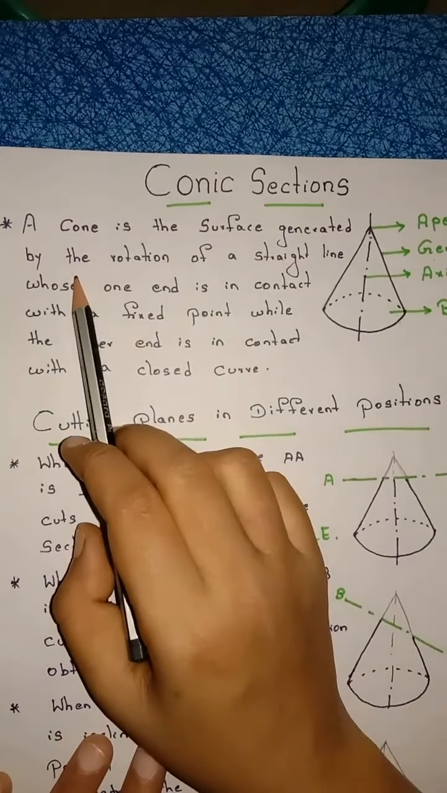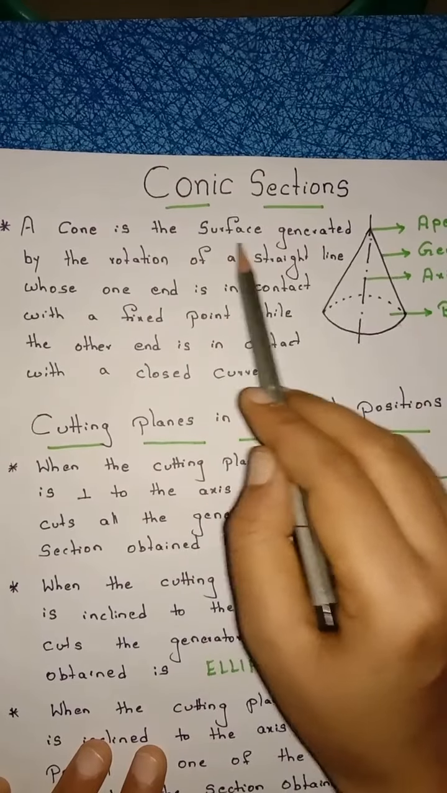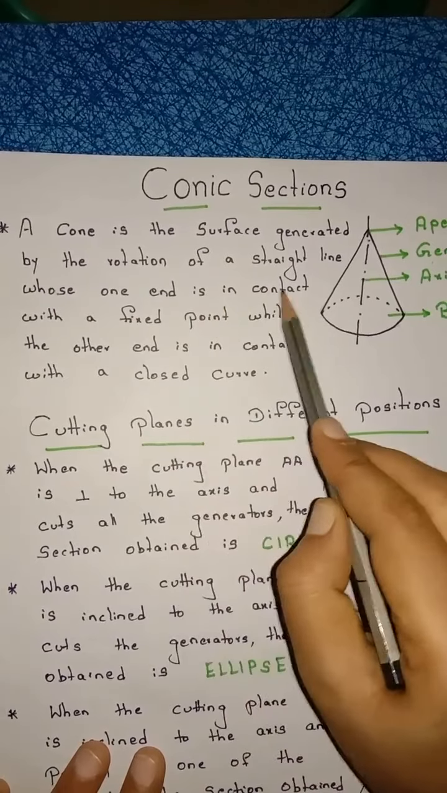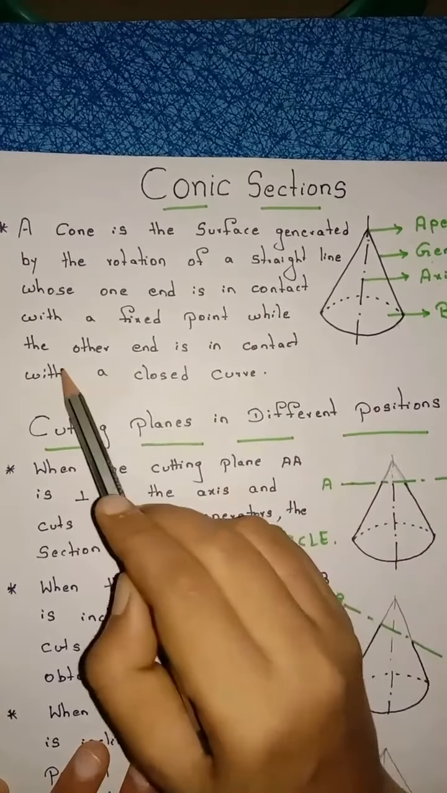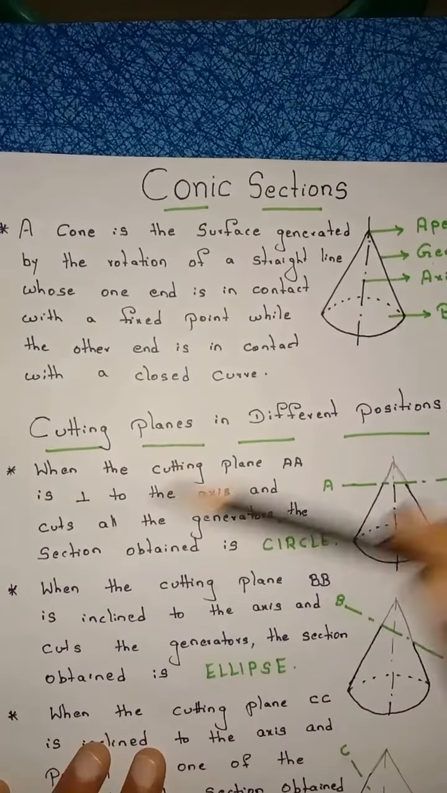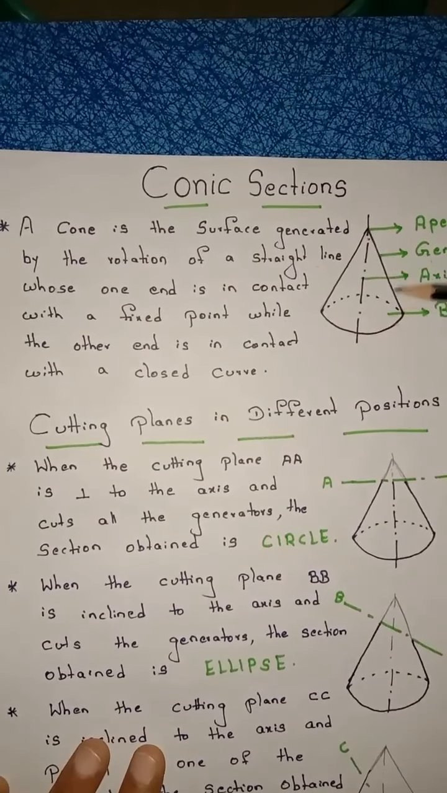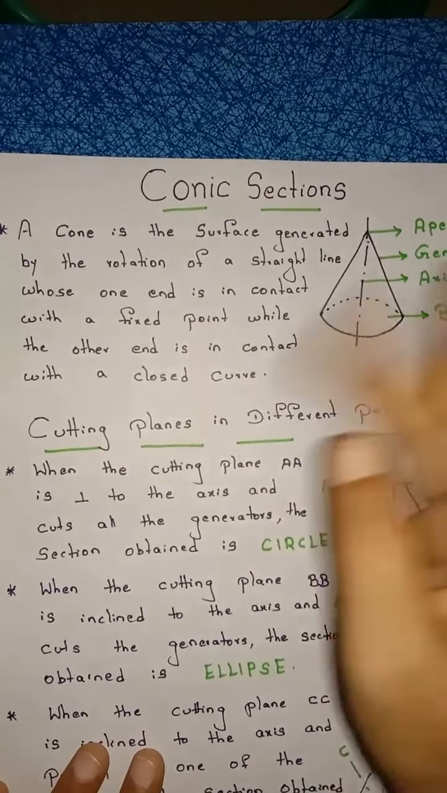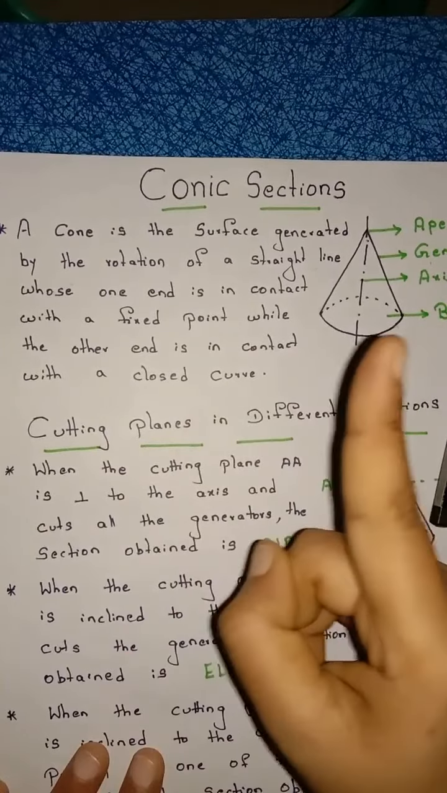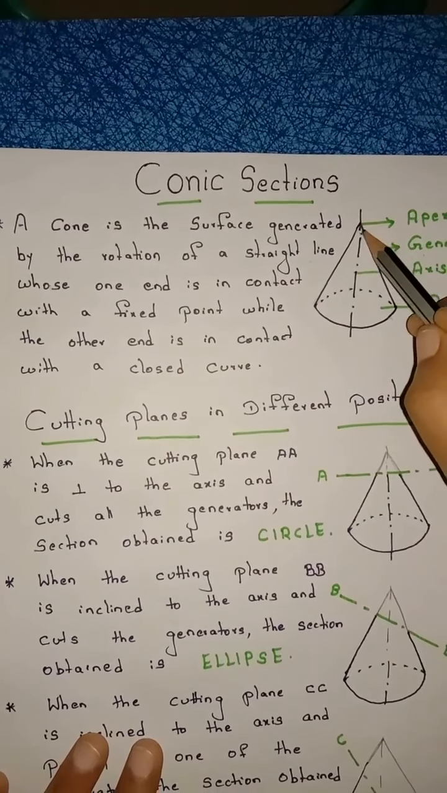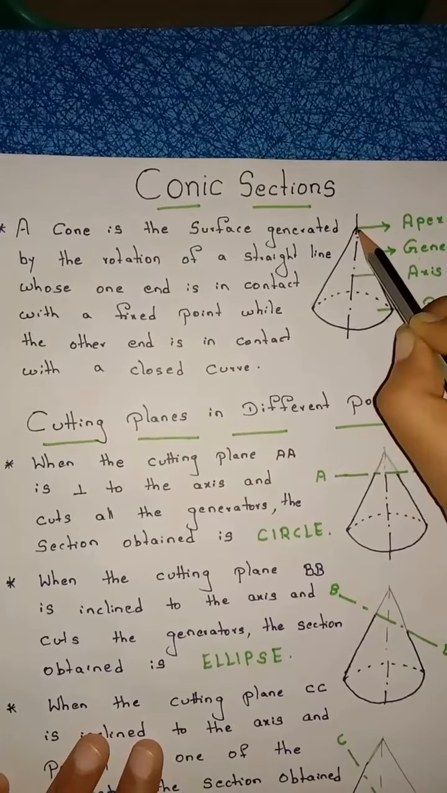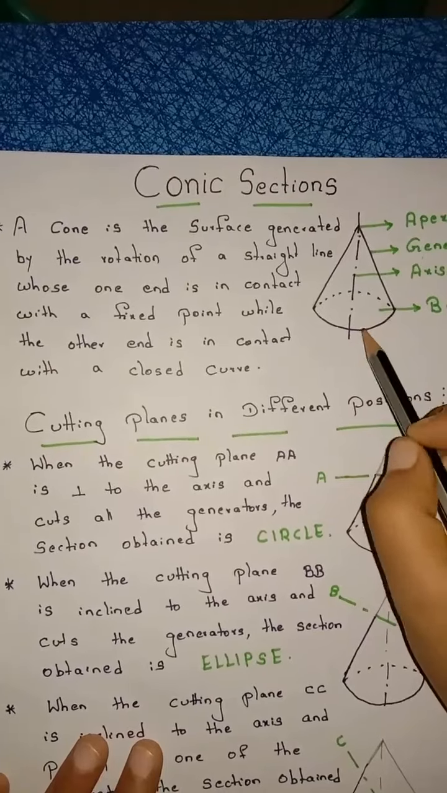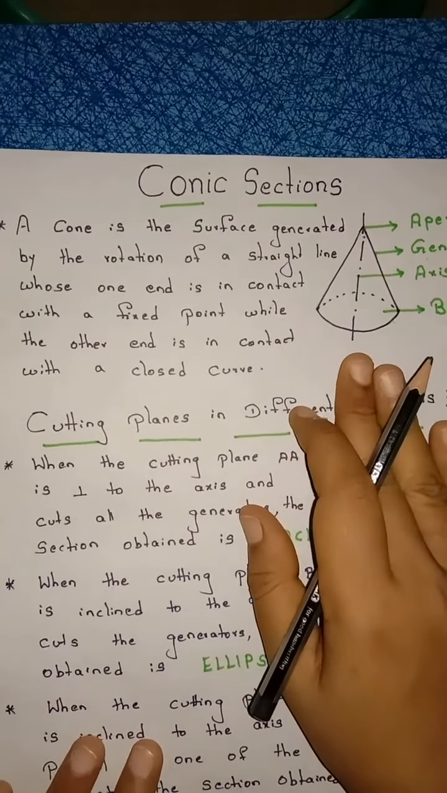Now what is a cone? Cone is the surface generated by rotation of a straight line whose one end is in contact with a fixed point while the other end is in contact with a closed curve. See, this is the cone. If you rotate a straight line, one end of the straight line is in contact with a fixed point, and the other end is in contact with a closed curve. Right, this is the definition of a cone.